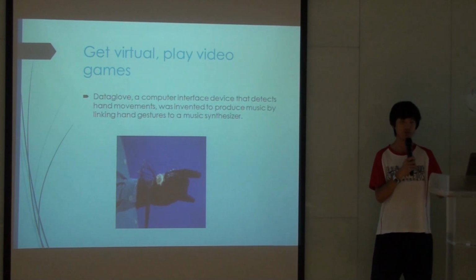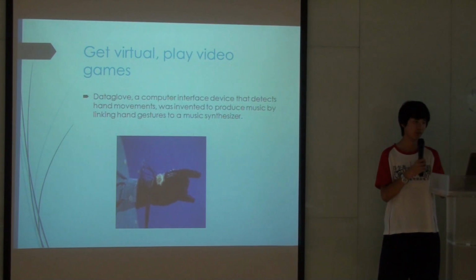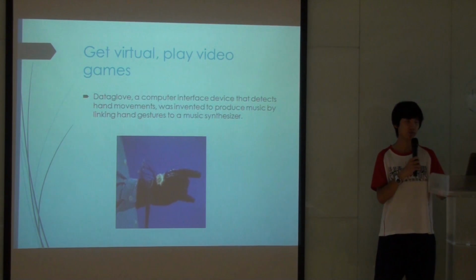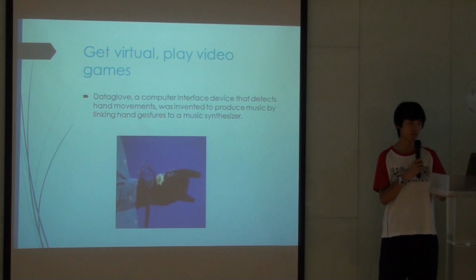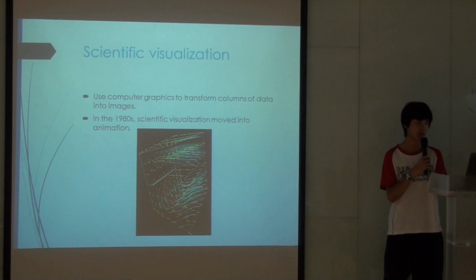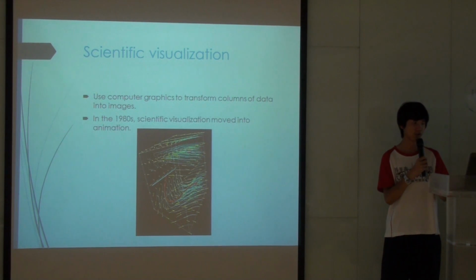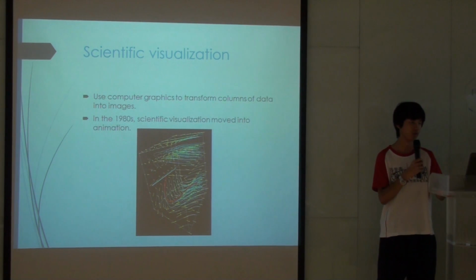Later, the data glove was invented. It's a computer interface device that detects hand movements. And NASA Ames was one of the first customers of this device for its experiments with digital environments. And in the 1980s, scientific visualization moved into animation and it used computer graphics to transform columns of data into images.